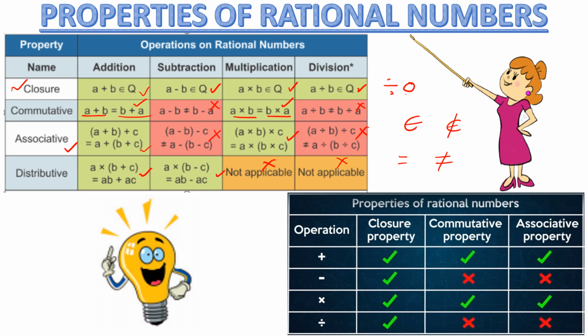That closure property is satisfied under addition, subtraction, multiplication and division. But commutative property and associative property only satisfy under addition and multiplication only. Sorry, it is not satisfied under subtraction and division. It is only satisfied under addition and multiplication only, right, children? Yes, I hope you all understood these properties of rational numbers now, right?